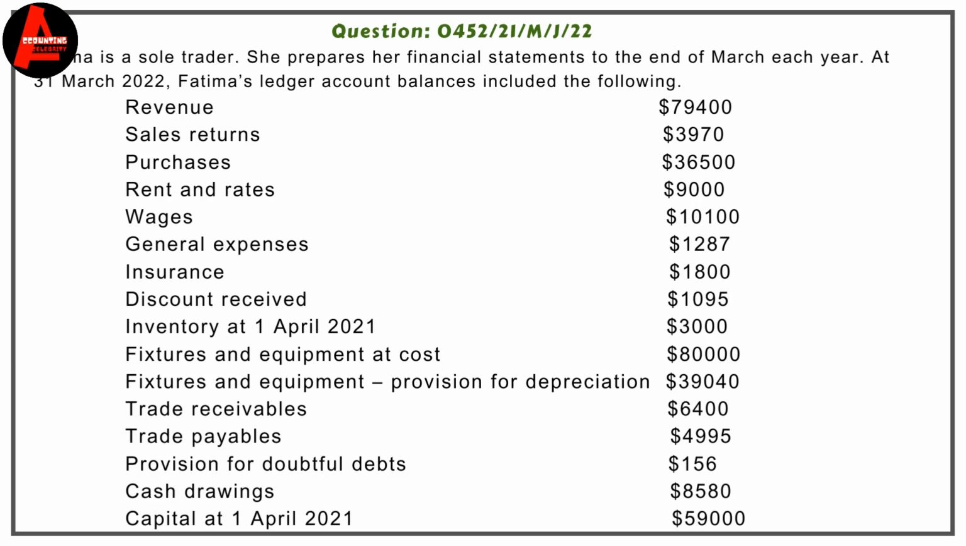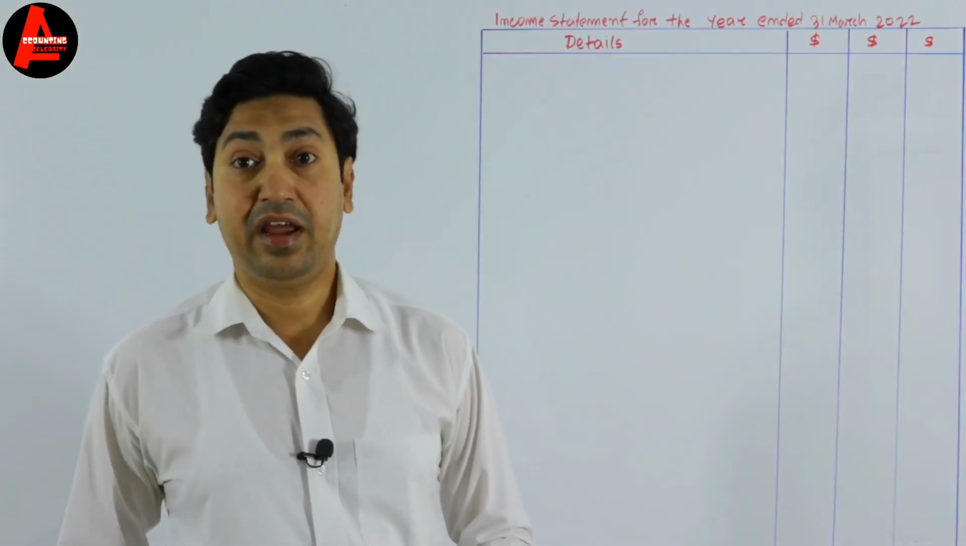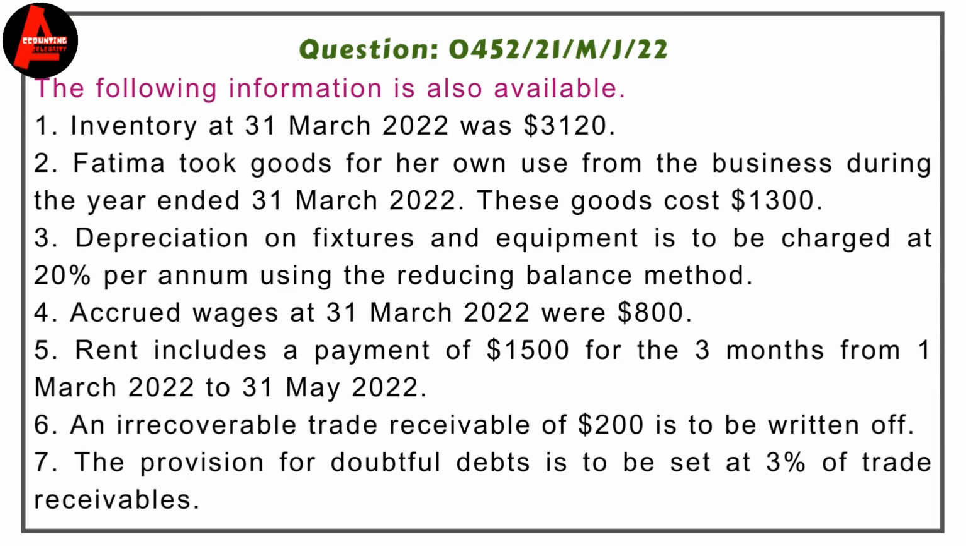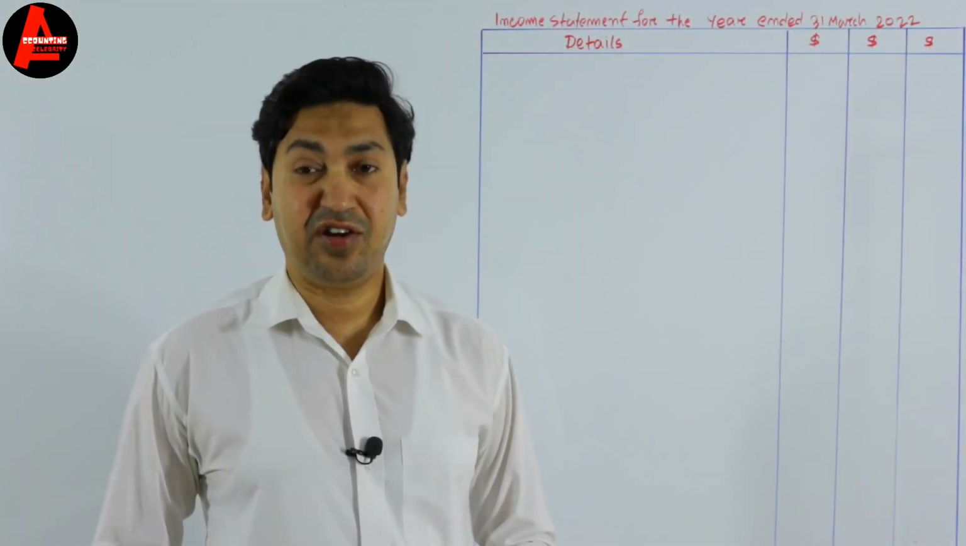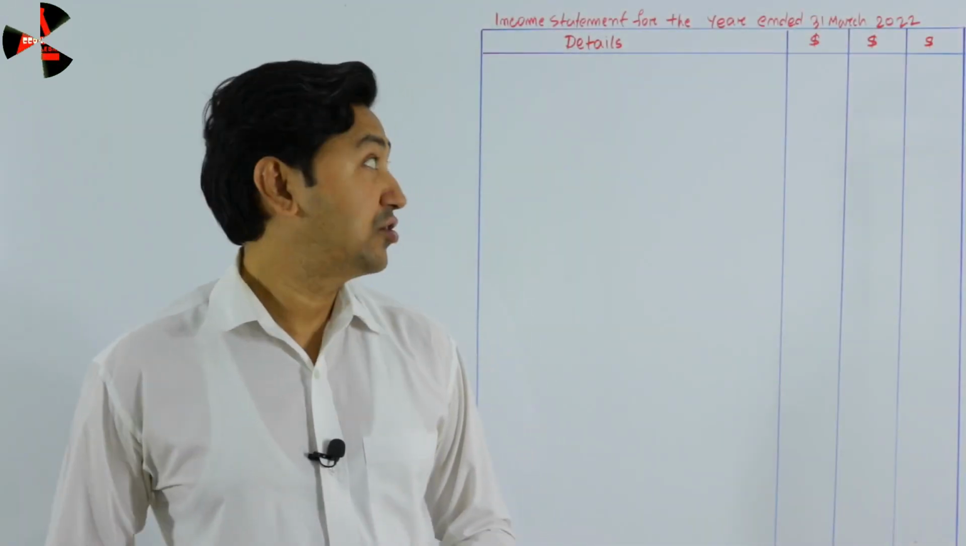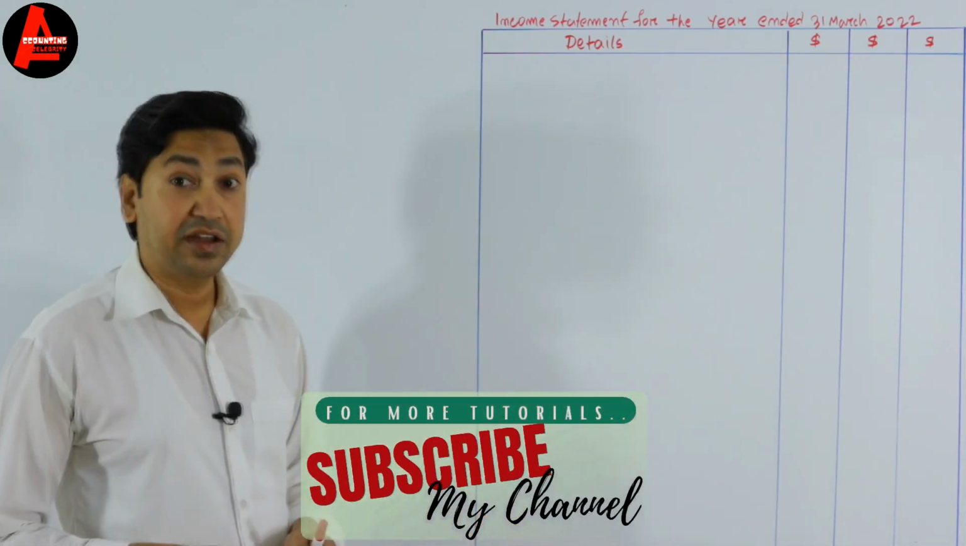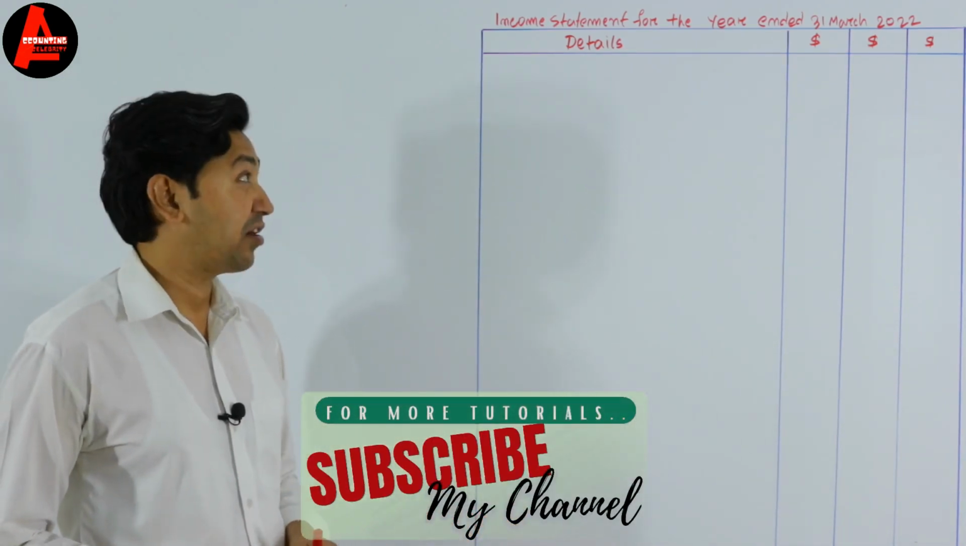Today I'll show you how to prepare the capital account as well. Then at the end of the question we have 7 adjustments. These adjustments we will adjust with these ledger account balances. So first of all we will prepare the trading account section. What items will be included here in the trading account section?